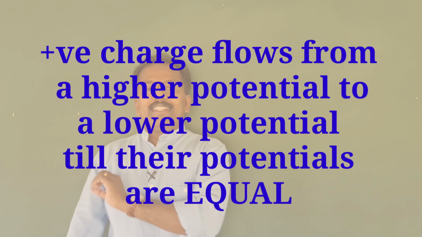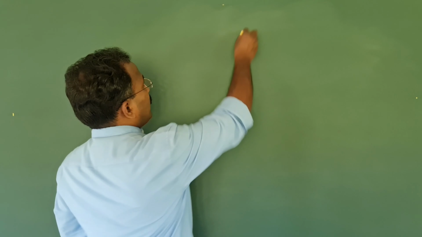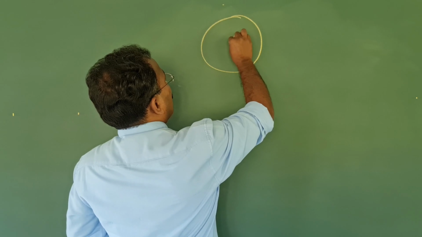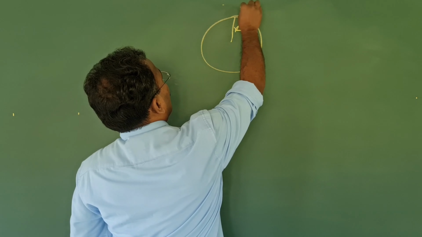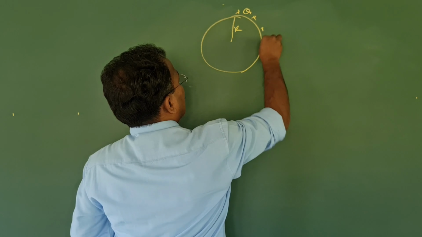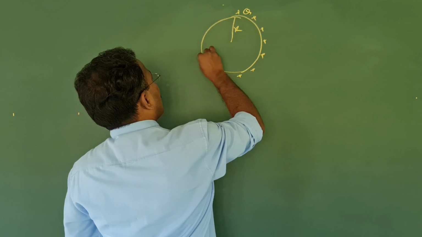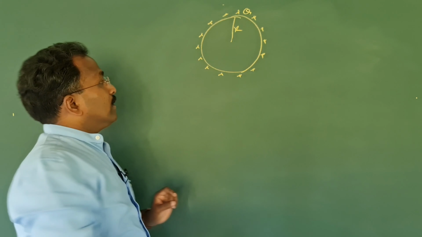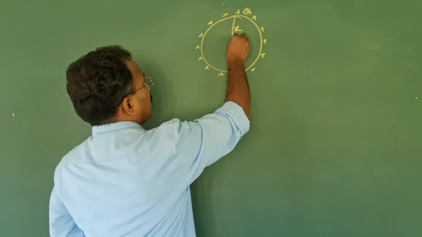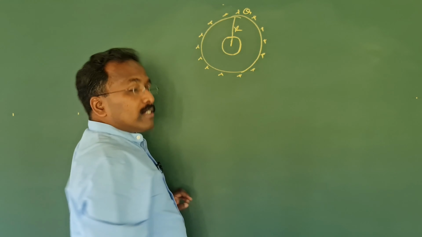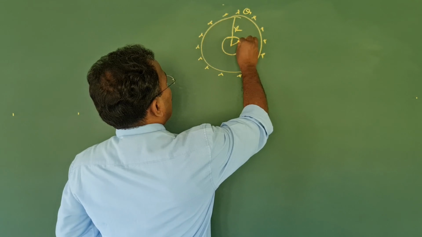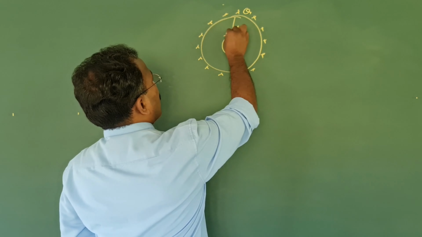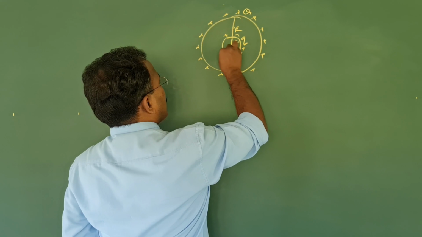Now let's take another example. This is also a really interesting example. I have a shell. Its radius is r and I am giving charge to that. The charge on that is capital Q. And now I am keeping another shell. The second shell is kept at the center, concentric with the first one. Its radius is small r and the charge given to that is small q. That is also positively charged.